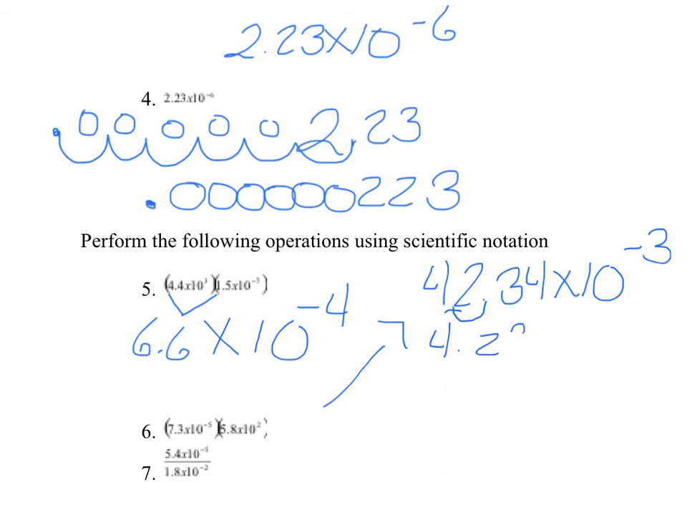So 4.234 times 10, and because I moved forward one spot, I need to add 1 to that negative 3. Negative 3 plus 1 is negative 2 for my final answer.